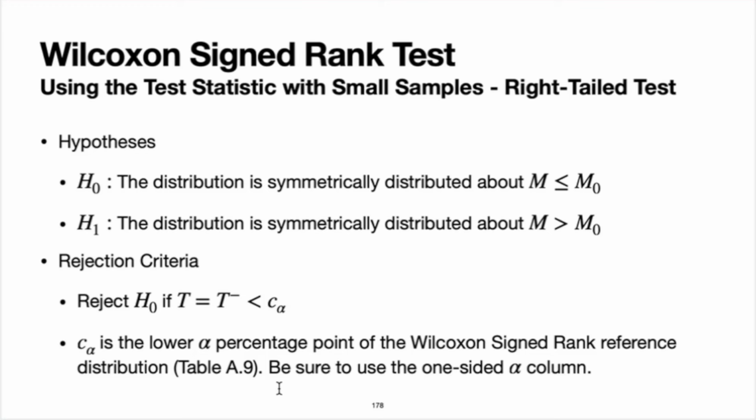Now, when you look up a critical point from this table, if we're doing this right-tailed test, now remember this is a one-tailed test or one-sided test, so you need to be sure to use the one-sided alpha column. And we'll see an example of that in a second, but there are columns for one-sided tests and for two-sided tests. Okay, now for a left-tailed test, the null hypothesis here would be that the distribution is symmetrically distributed about its median, which is greater than or equal to capital M sub 0, against the alternative that it's symmetrically distributed about a value that is less than M sub 0.